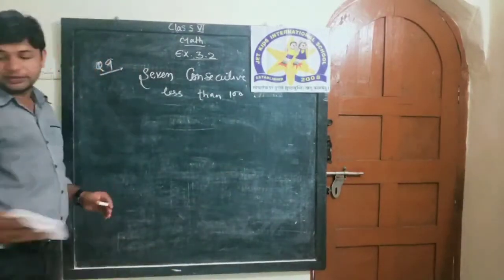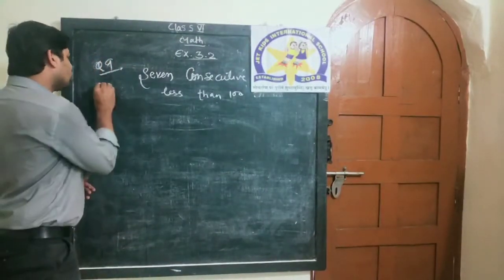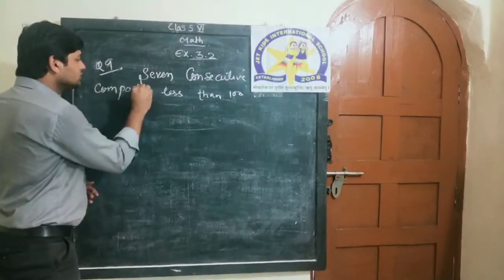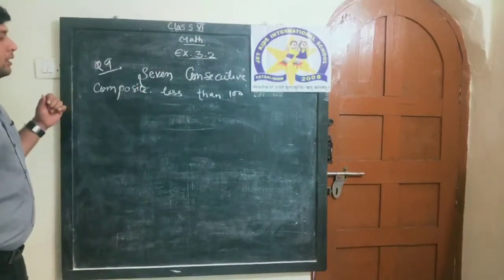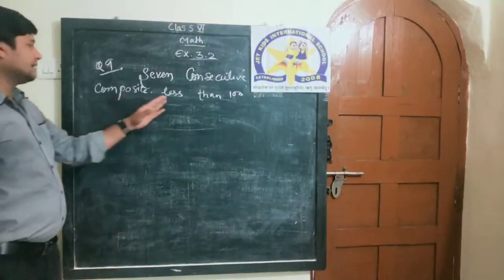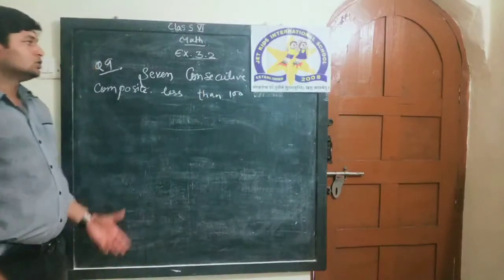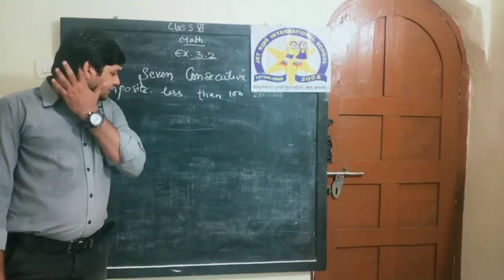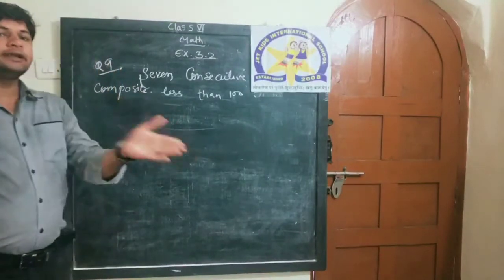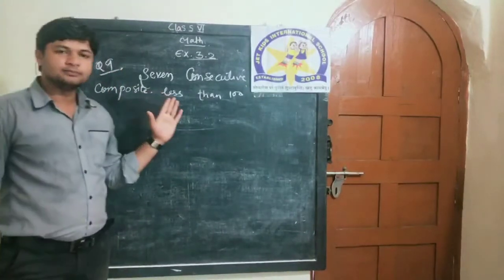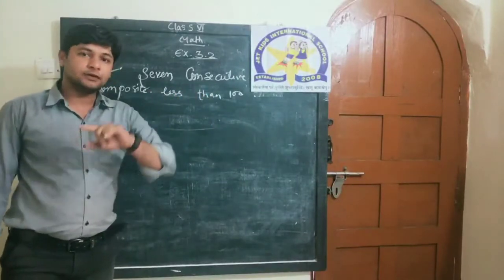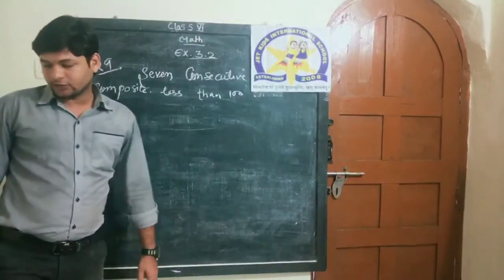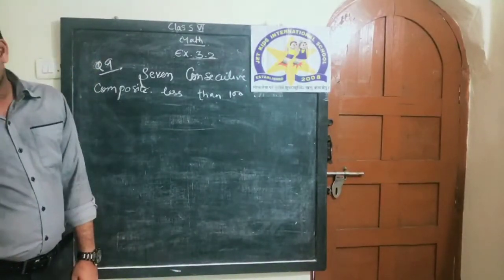Less than 100, you need to find 7 consecutive composite numbers. Composite numbers, but less than 100. I will give you a hint: it lies between 80 to 100. Simple. Consecutive composite numbers you have to find, not prime numbers. Clear? So the hint is there, it lies between 80 to 100. Just write it and solve it properly.